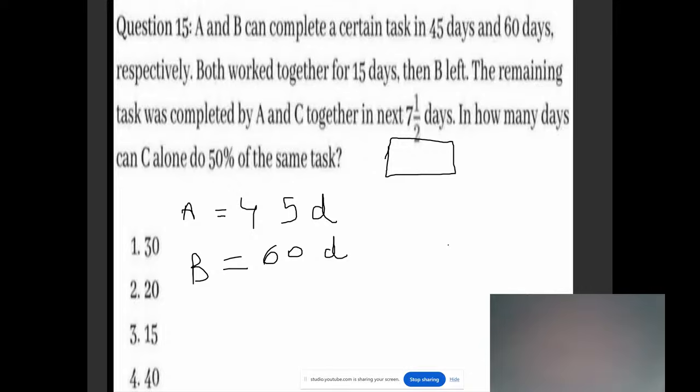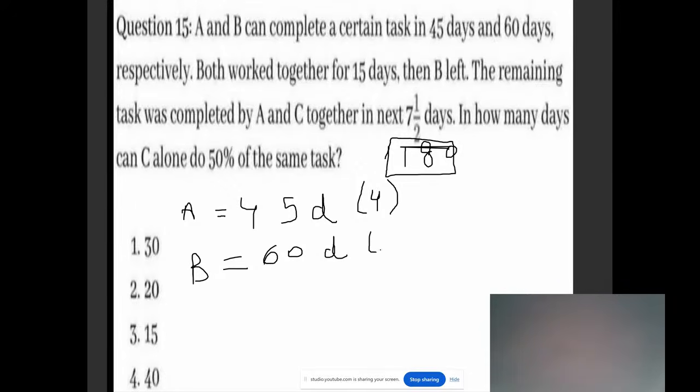120 also doesn't come in the 45 table. Next, 60 into 3, 180. 180 comes in the 45 table. So the LCM is 180. Total 180 chocolates are there in the box, which is the LCM. Next, A eats 180 chocolates in 45 days, so it means per day A is eating 4. A is eating 4 chocolates per day.